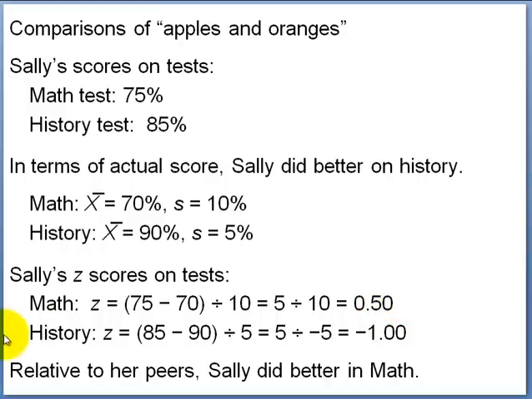How does she do in history? And you can see the calculation. Her score is below the history mean, so we know she's going to have a negative Z-score. Her z-score computes to -1. So even though Sally's raw score is higher in history, relative to her peers, Sally did better in math.